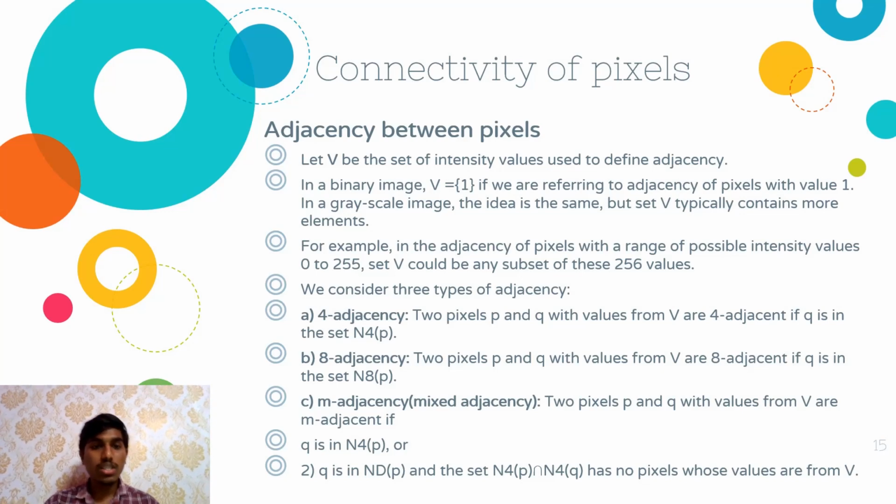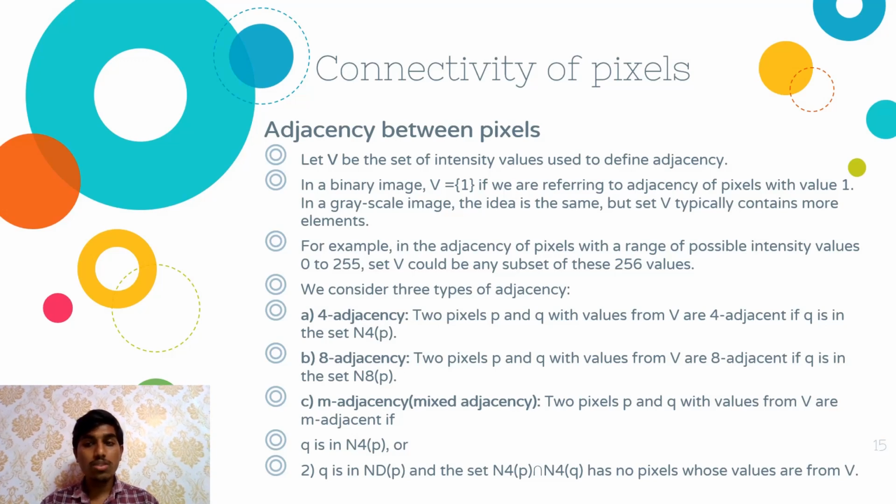Adjacency between pixels. Let V be the set of intensity values used to define adjacency. In a binary image, V = {1}. If we are referring to adjacency of pixels with value 1 in a grayscale image, the idea is the same, but set V typically contains more elements. For example, with a range of possible intensity values from 0 to 255, set V could be a subset of these 256 values, and can also contain all of them.